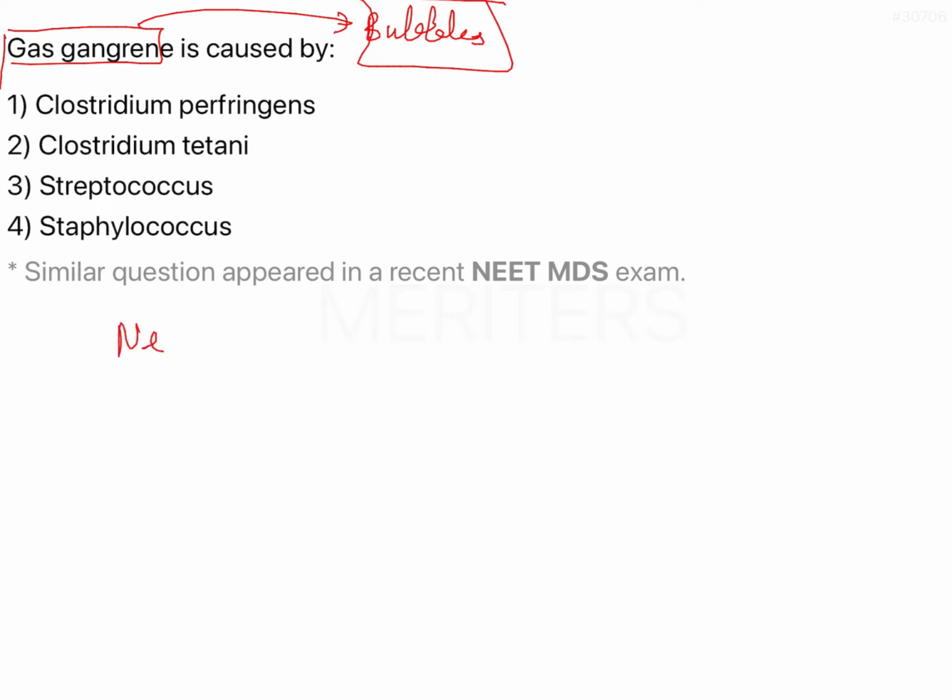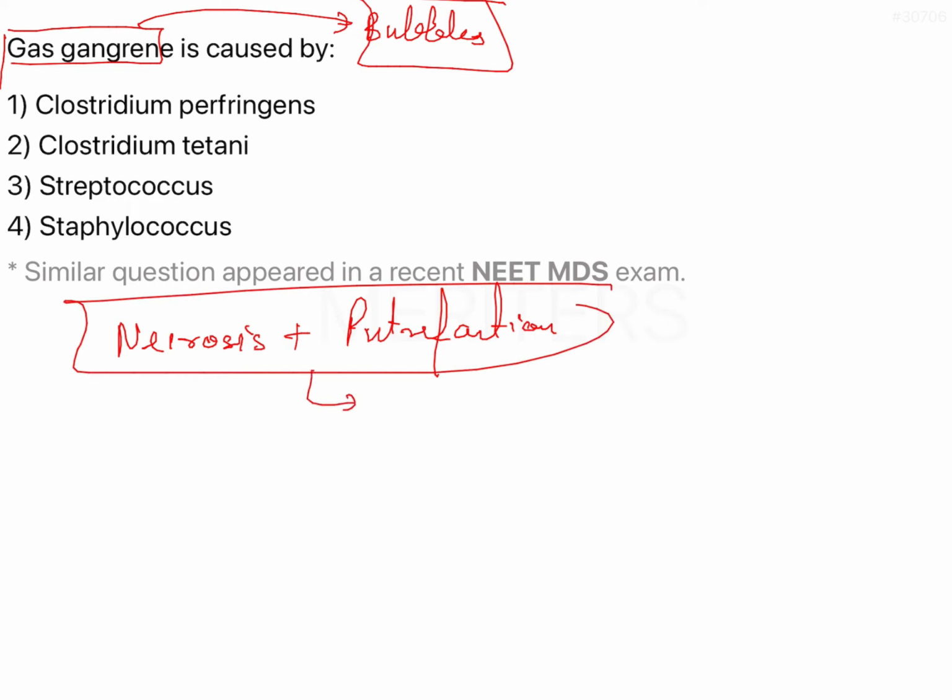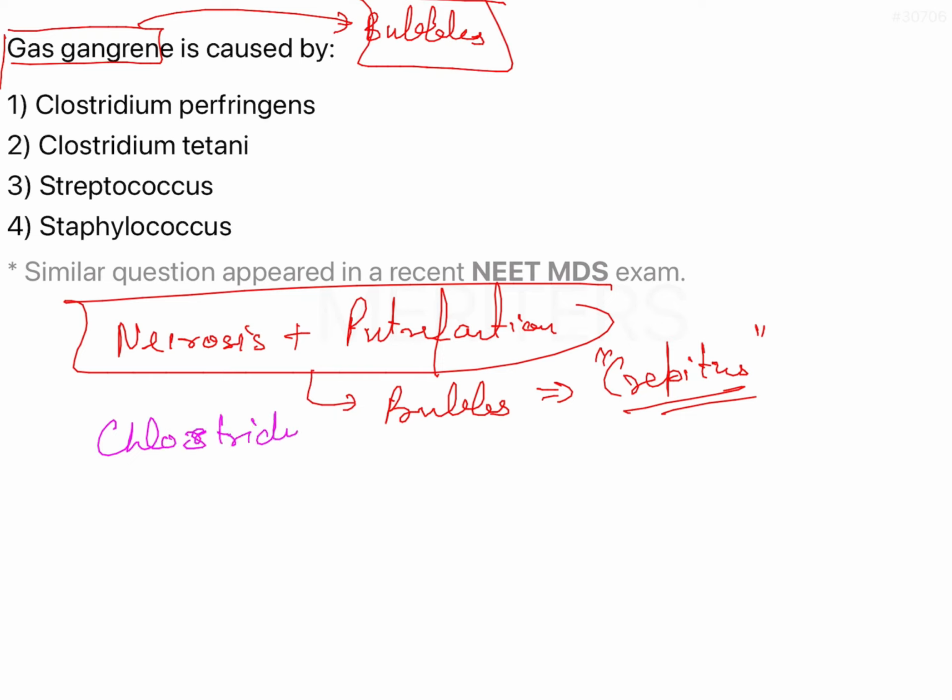It is a necrosis that is associated with putrefaction, and the gas one is going to involve bubbles in the gangrenous area. So that is more involved with crepitus. You can find the characteristic crepitus in the gas gangrenous area. Now, this particular gas gangrene is most characteristically caused by a species of Clostridium, that is Clostridium perfringens.